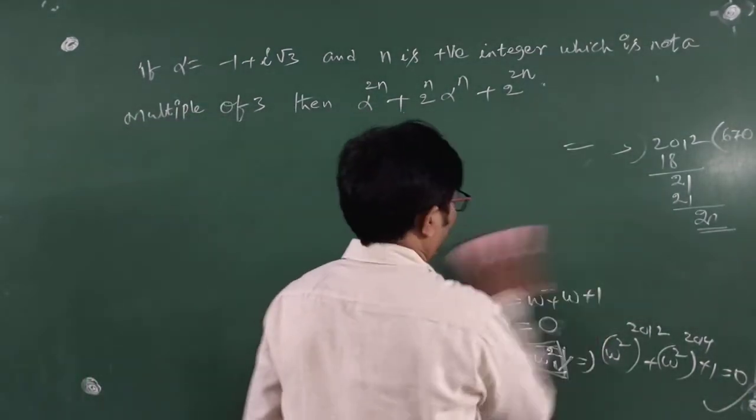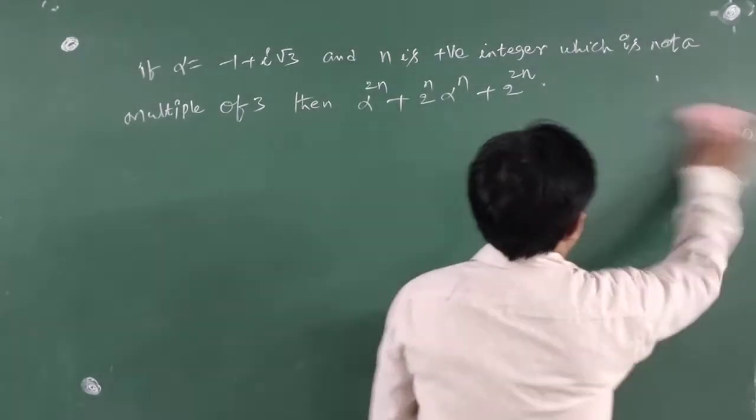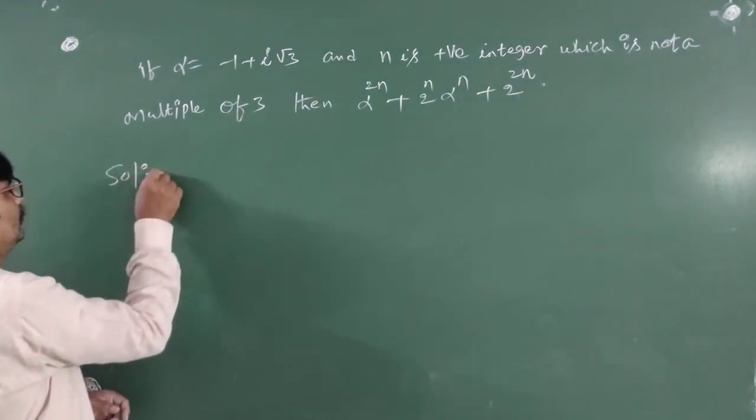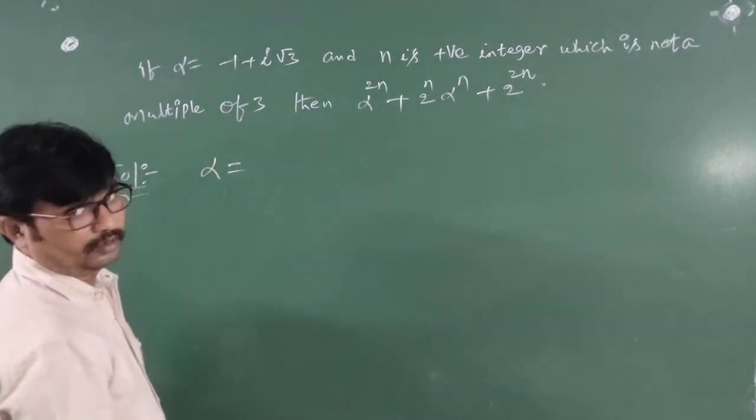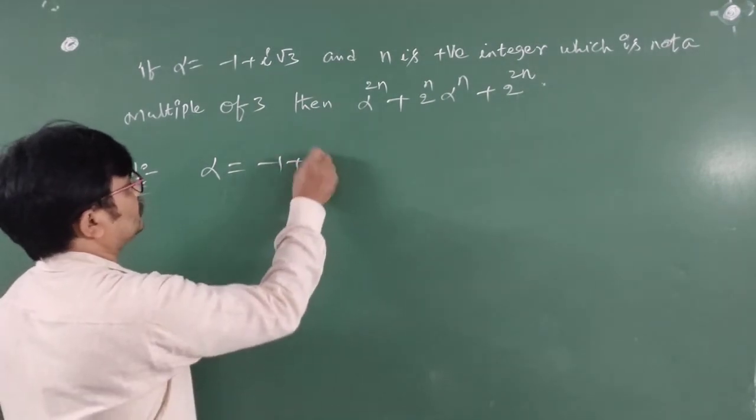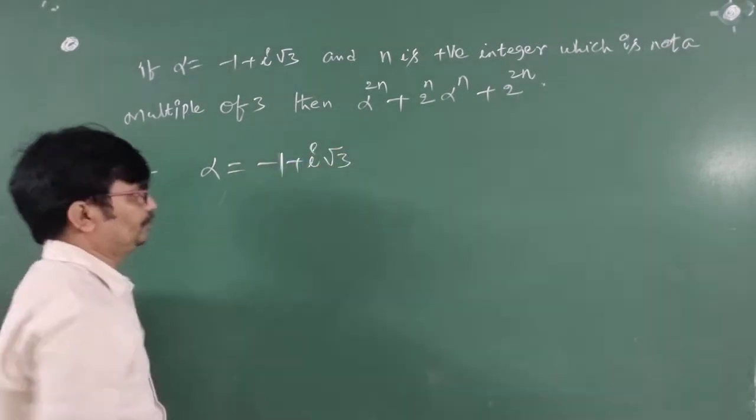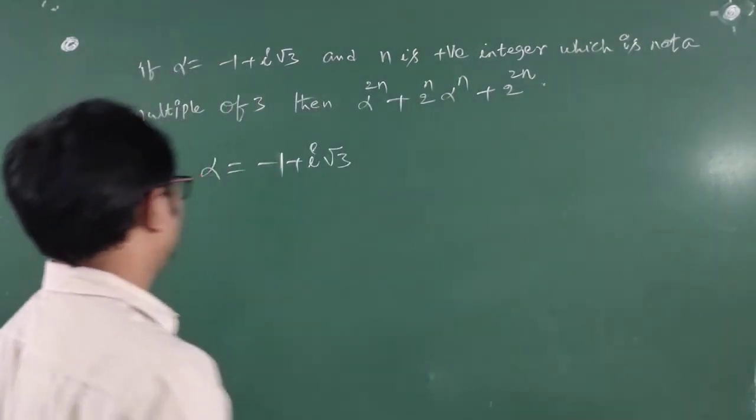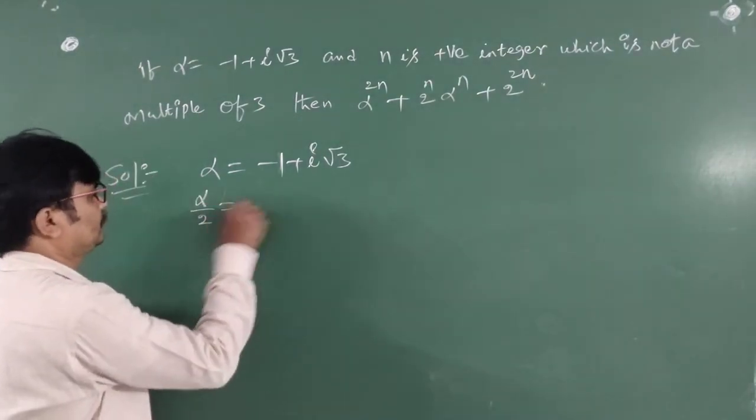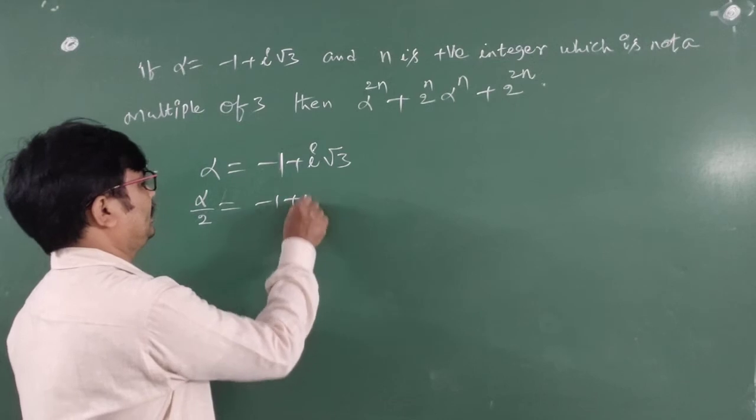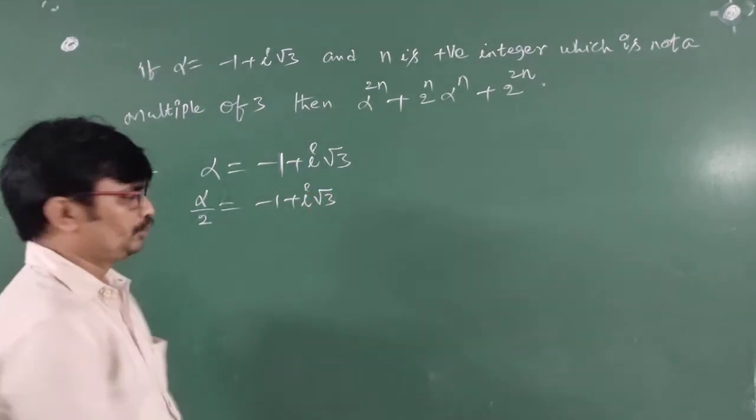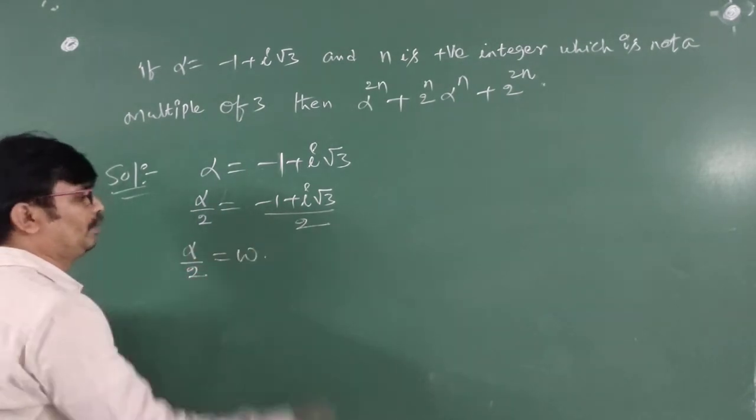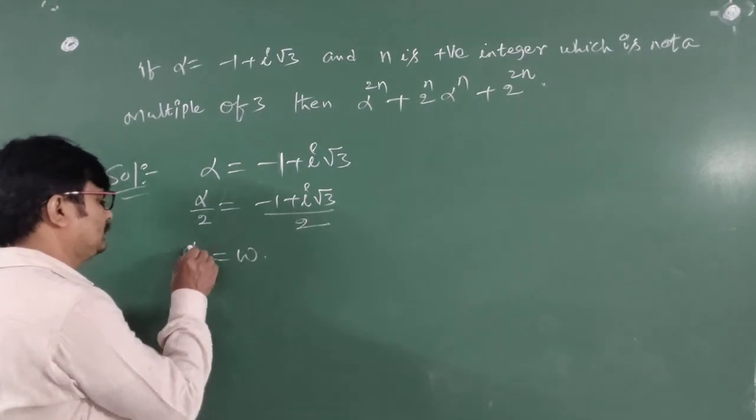So students, what we are taking here? What we observed: if n equal to 1, first the alpha is given. What is alpha? Minus 1 plus i root 3. So students, dividing by 2 on both sides, alpha by 2 is minus 1 plus i root 3 by 2. We know that this is omega. Alpha by 2 is nothing but omega.